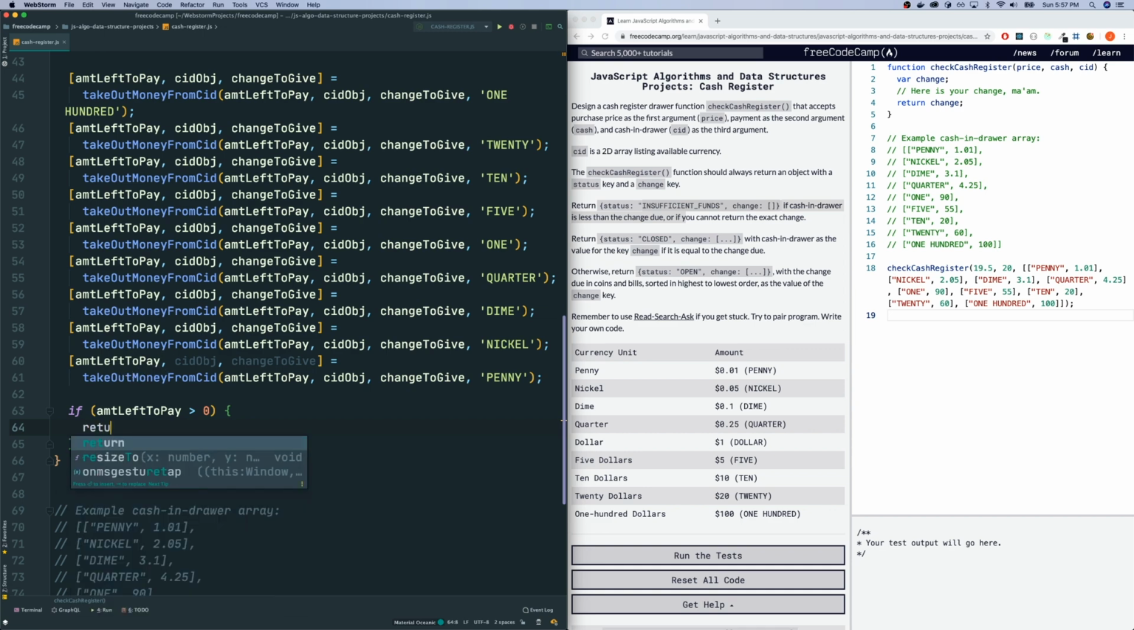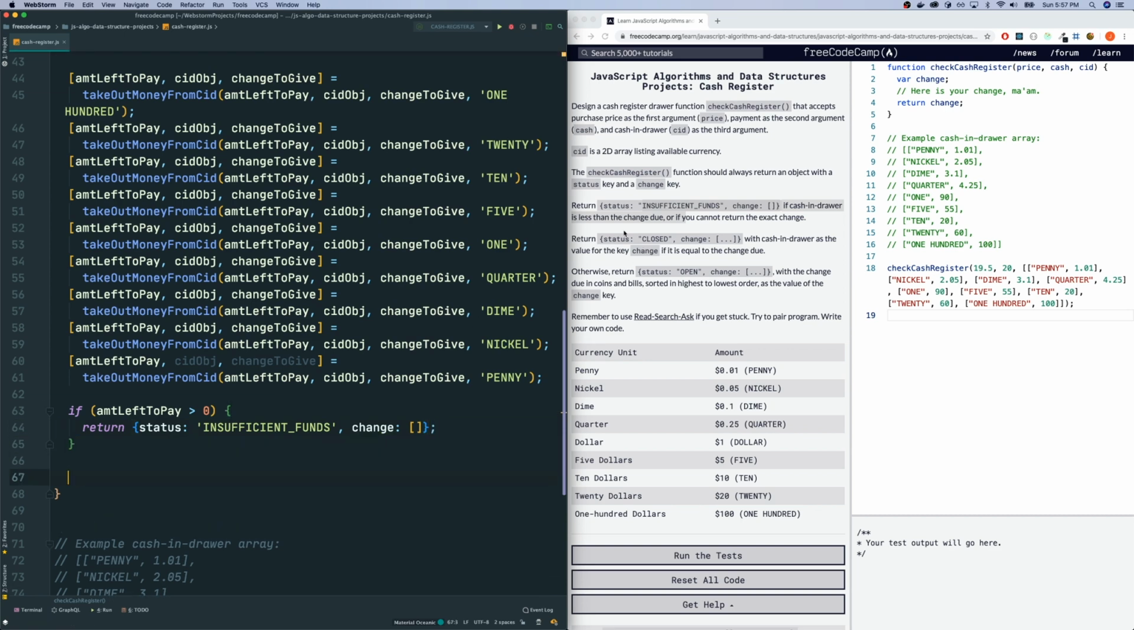So we will say return status. Make sure you spell this correctly. Insufficient funds. And change is going to be an empty array. That's what they want. Okay, now we have two conditions.